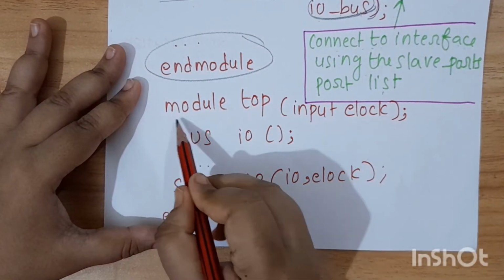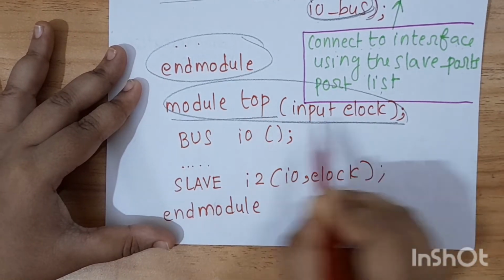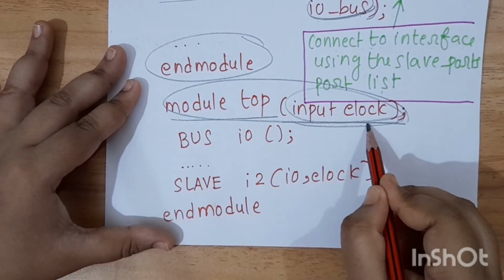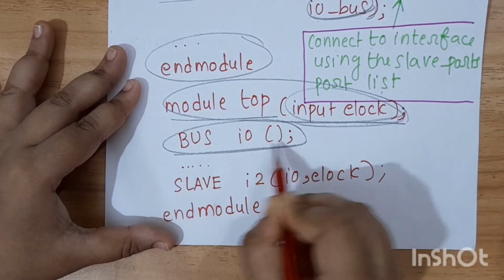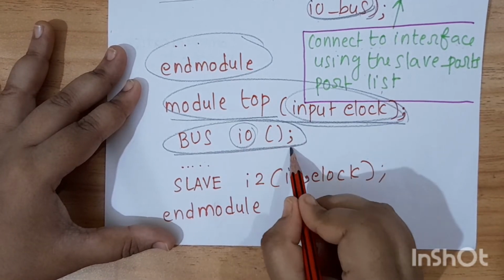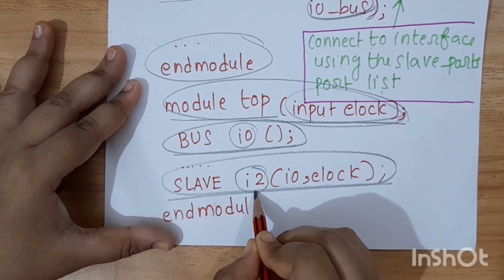So inside the module top, input clock is the same in the module top port list. Input clock is not there in the interface. Bus IO, interface bus, IO is the instance of that, semicolon. Now the slave is instantiated. I2 is the instance name of the slave.